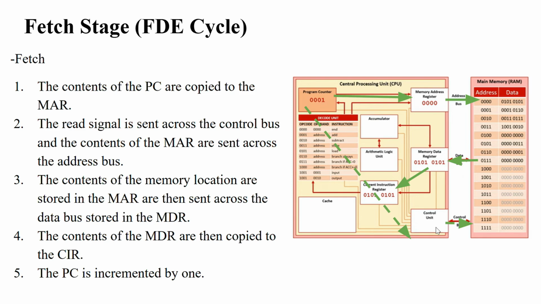The control unit sends what is in it along the control bus. The contents of the memory location stored at the respective address, in this case 000, are then sent across the data bus, which is two-way, to the memory data register, as you can see here. Then the contents of the memory data register are copied to the current instruction register, where they are temporarily stored. Then the program counter is incremented by 1, as one cycle of the fetch, decode, execute cycle has been completed.